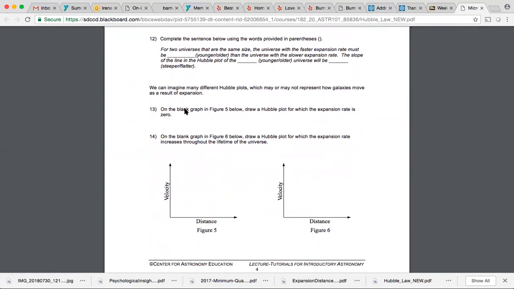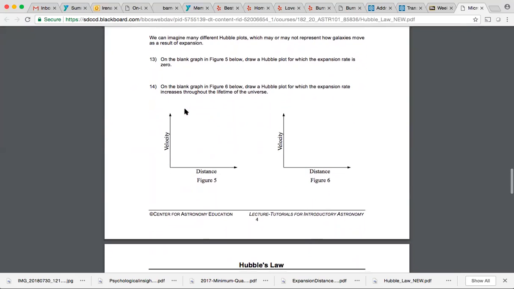For the universe, the same size, it depends on which one you choose. If you do younger, then it's the... wait. For the two universes, younger than younger for expansion, right? Yes. The line of the Hubble plot for the younger universe will be steeper. For the older universe it will be flatter. Yes, very good. Okay, great. And then how about questions 13 and 14?